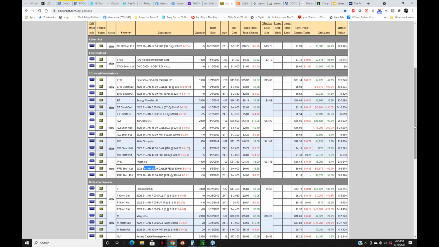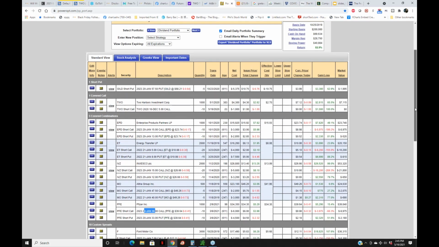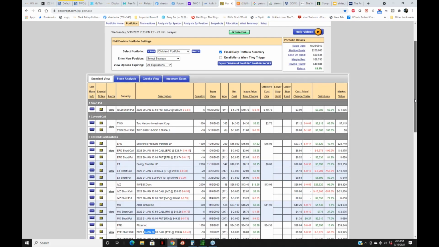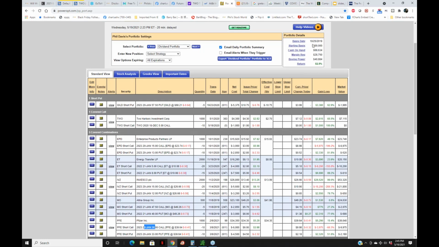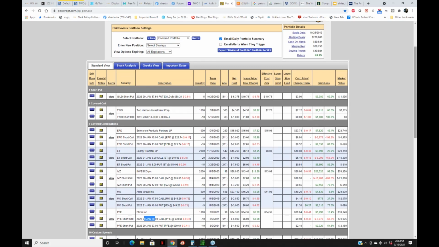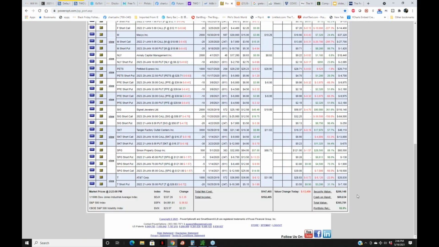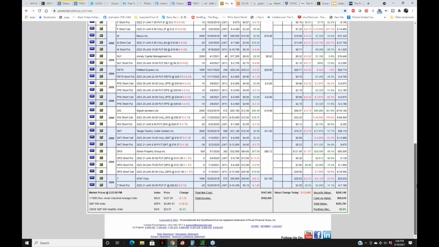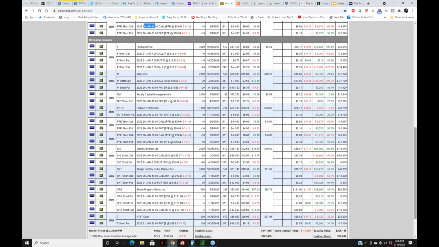And by the way, this dividend portfolio was the most in trouble portfolio we had. We had to add $100,000 to it. It started with 100, went down to 50 during the crash in March. We added another 100, took it out of the long-term portfolio, and now we came back in very good shape. From $150,000 in March, we're now at 365. So we've doubled this year.